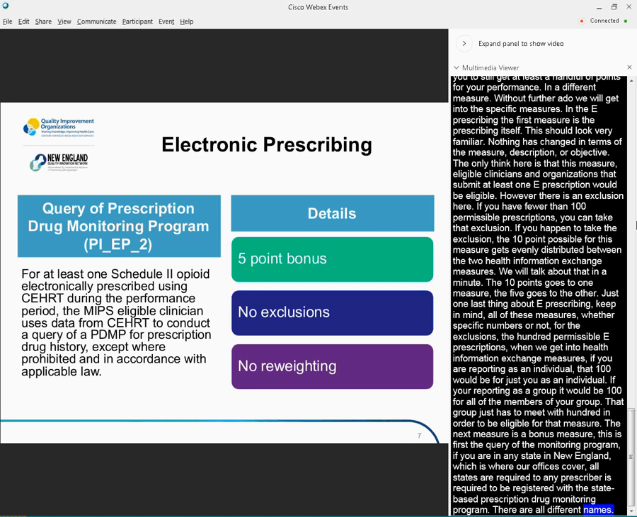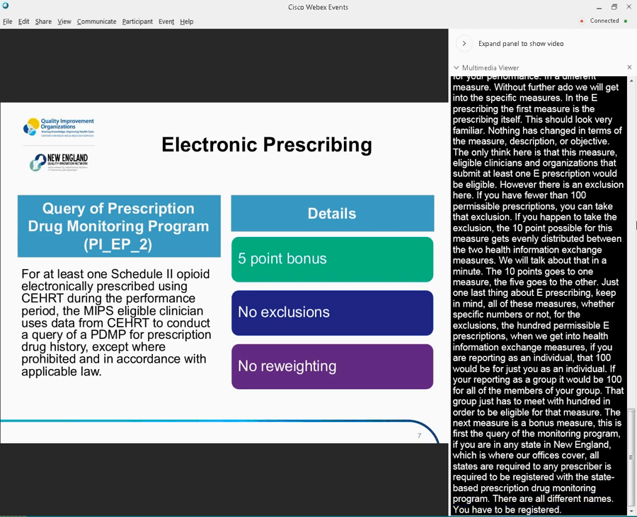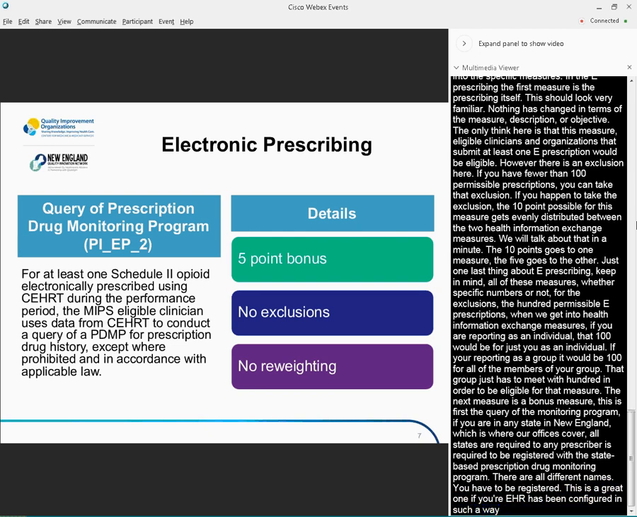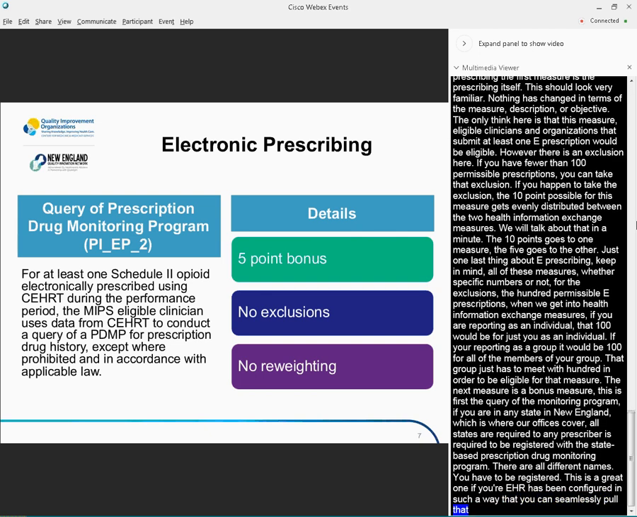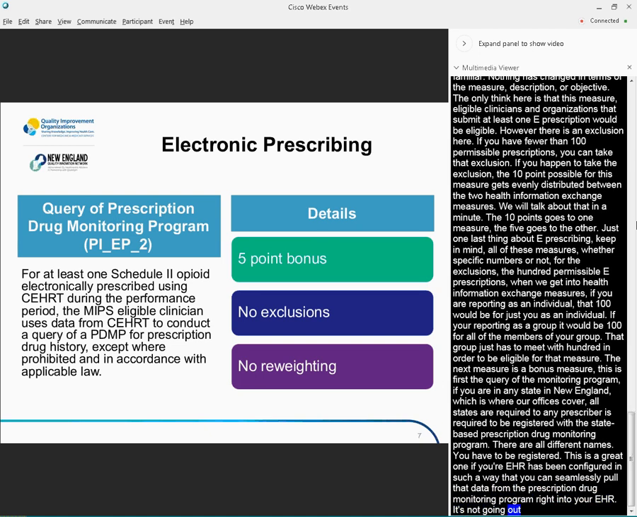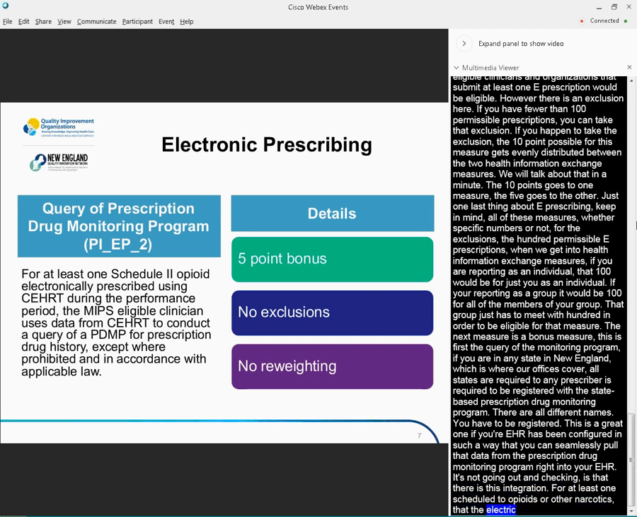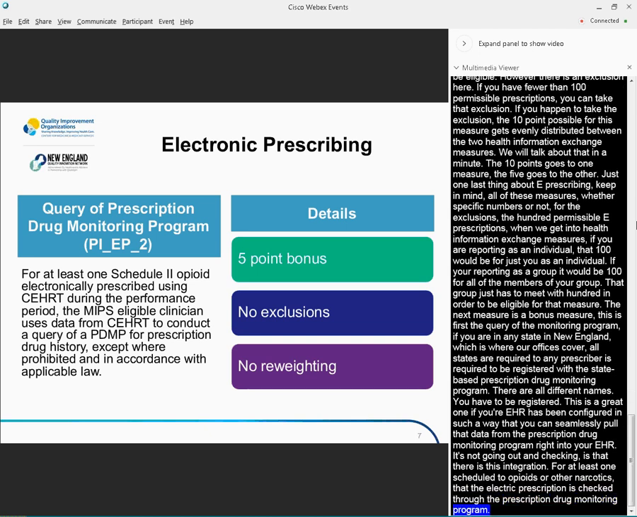So this is a great one if your EHR has been configured in such a way that you can kind of seamlessly pull that data from the PDMP, Prescription Drug Monitoring Program, right into your EHR. It's not simply just going out and checking. It's that there's this kind of integration. So for at least one Schedule II opioid or other narcotic, that electronic prescription is checked through the Prescription Drug Monitoring Program. And then there is this little exception, except where prohibited or in accordance with the applicable law.